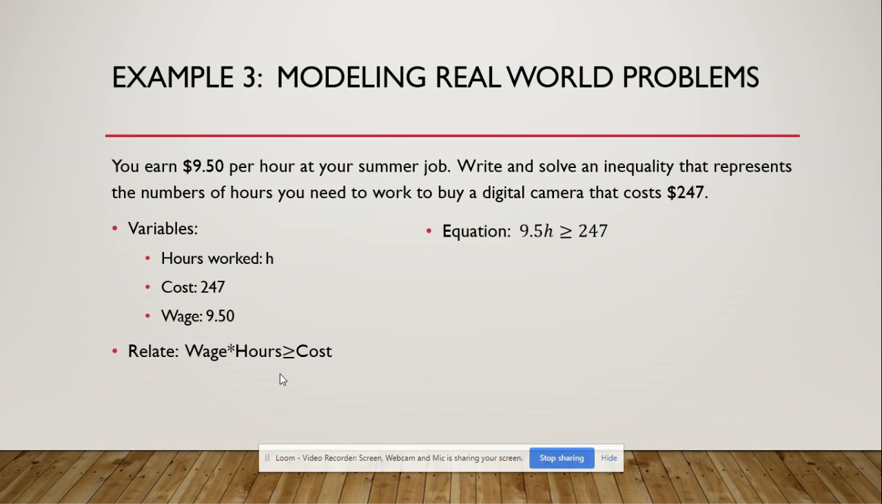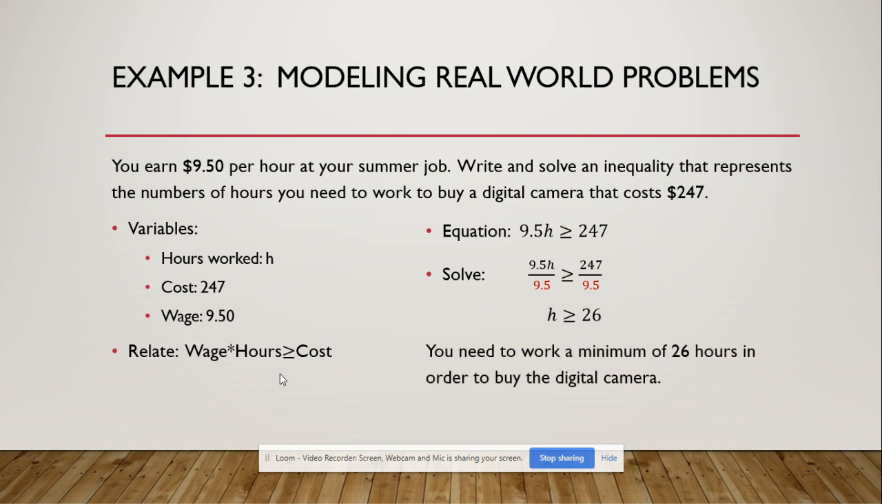All right, so now I'm substituting in those values. Our wage was $9.50 an hour, and the cost was $247. In order to solve for H, our hours, we're going to divide both sides by 9.5. And that gives us that our hours needs to be greater than 26. If you get a word problem, give a word answer. You need to work a minimum of 26 hours in order to buy the digital camera.